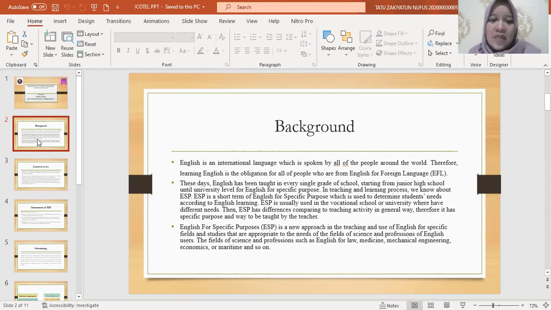ESP is a new approach in the teaching and use of English for specific fields and studies that are appropriate to the needs of the fields of science and professions of English users. The fields of science and professions such as English for law, medicine, mechanical engineering, economics, or maritime, and so on. So this is why I took this research. It's based on the background.